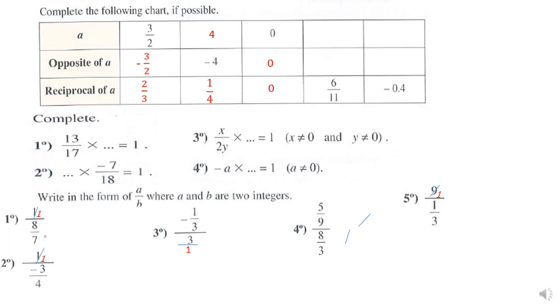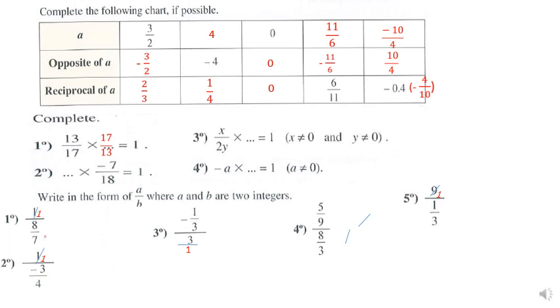Now, if the reciprocal is 6 over 11, then what's the number itself? It's 11 over 6. And what's its opposite? It's minus 11 over 6. If the reciprocal of A is minus 0.4, then A is minus 10 over 4, because 0.4 is 4 over 10. So when you do the reciprocal, it's 10 over 4. Now you have to guess here a number. You multiply it by 13 over 17 equals 1. The only time when you multiply two fractions and you get 1 is when you multiply their reciprocals. So 13 over 17 times 17 over 13.